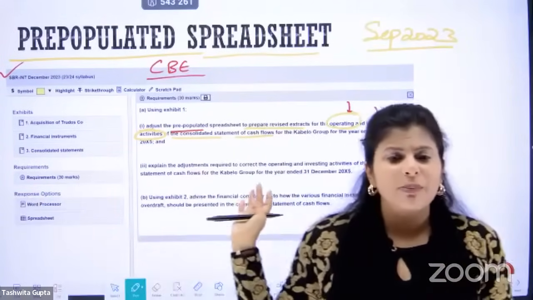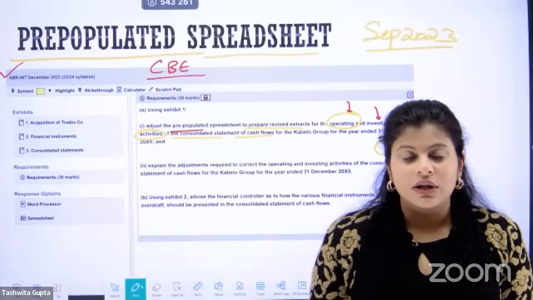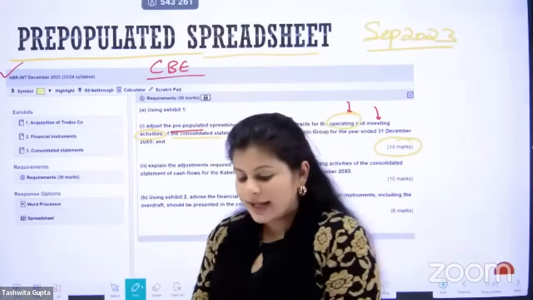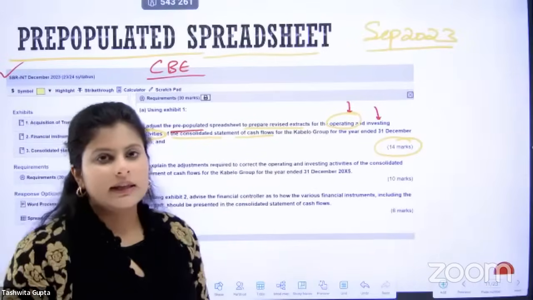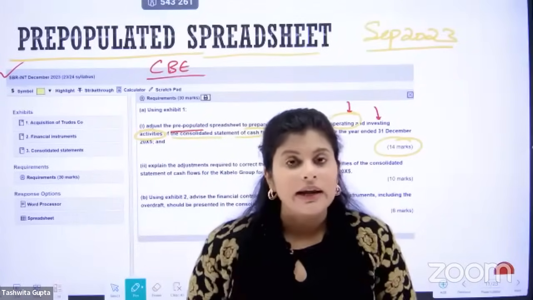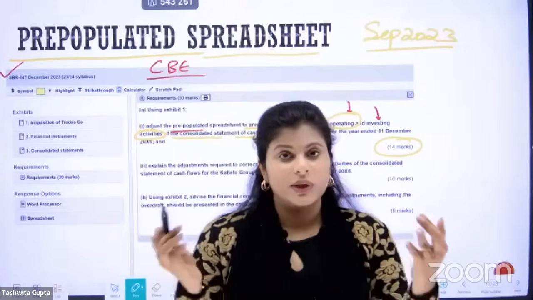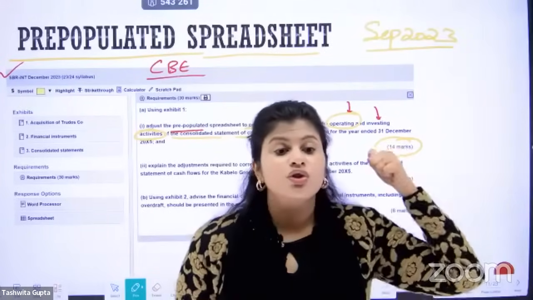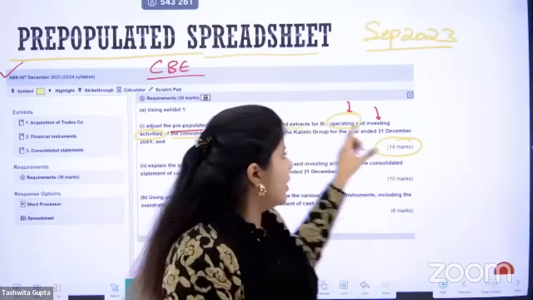So if you want to leave pre-populated at the end, don't start your paper with question 1. That's my suggestion. If you think you will manage it towards the end, there's no point starting this paper with question number 1. However, it is highly recommended that you begin with question number 1 because it's highly scoring. Everyone knows it's coming from group accounts, so it's something we are well prepared for. If we practice well for pre-populated, this is the most scoring area of your syllabus. And I mean that.